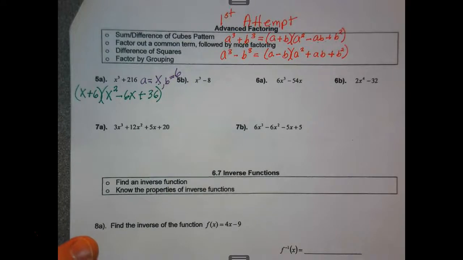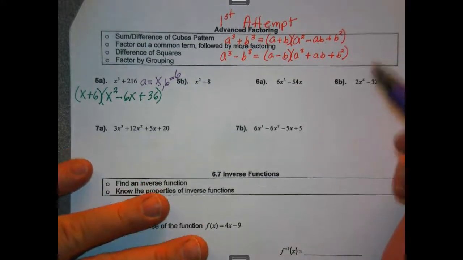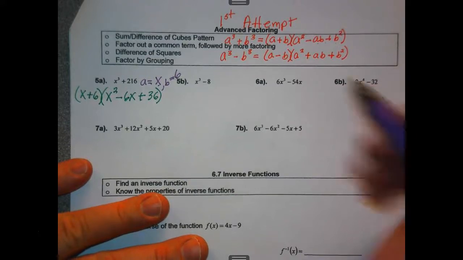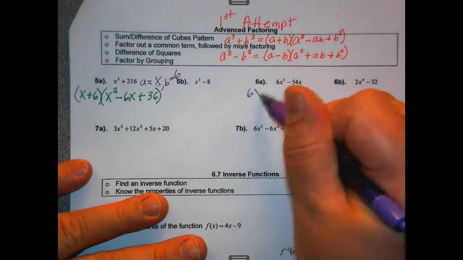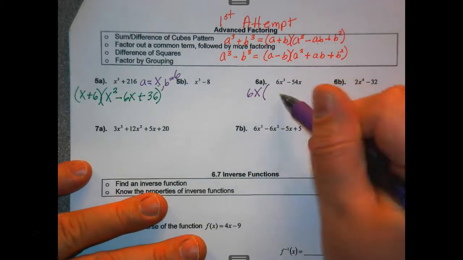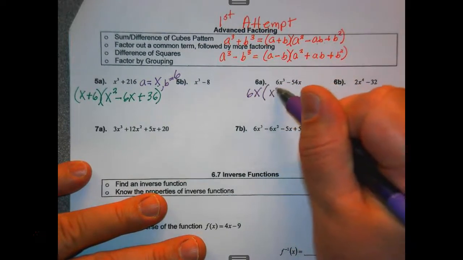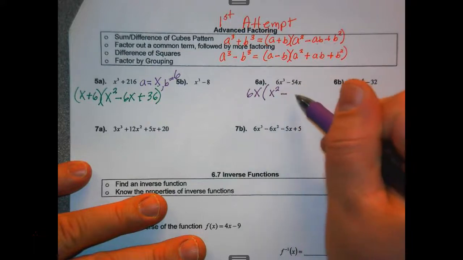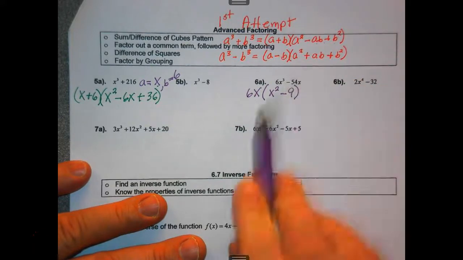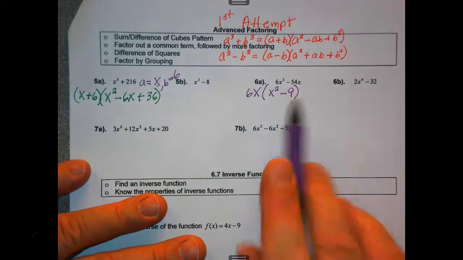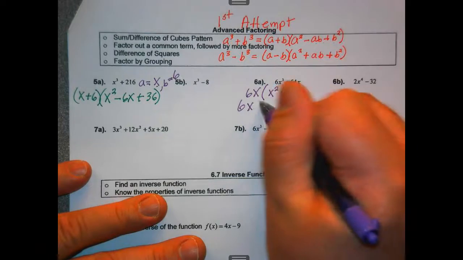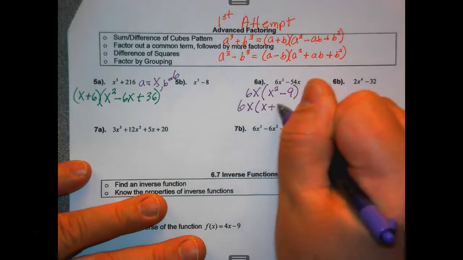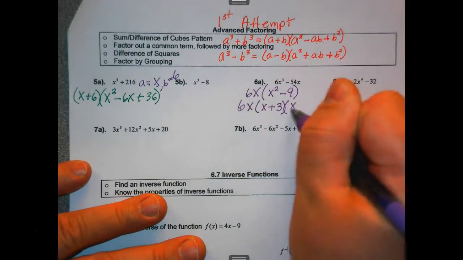Okay, 6A. Take out any common terms first. I can take out a 6 and 1x. That leaves me with x squared minus 9. Now this is a difference of squares, so I can keep going. 6x times x plus 3, x minus 3.